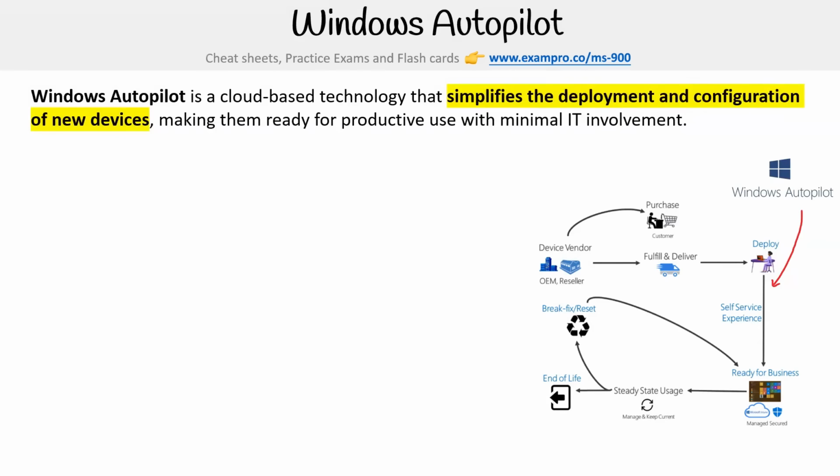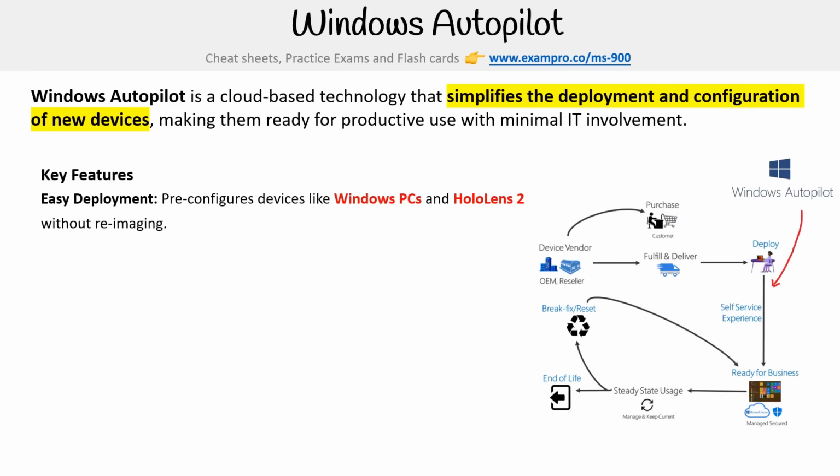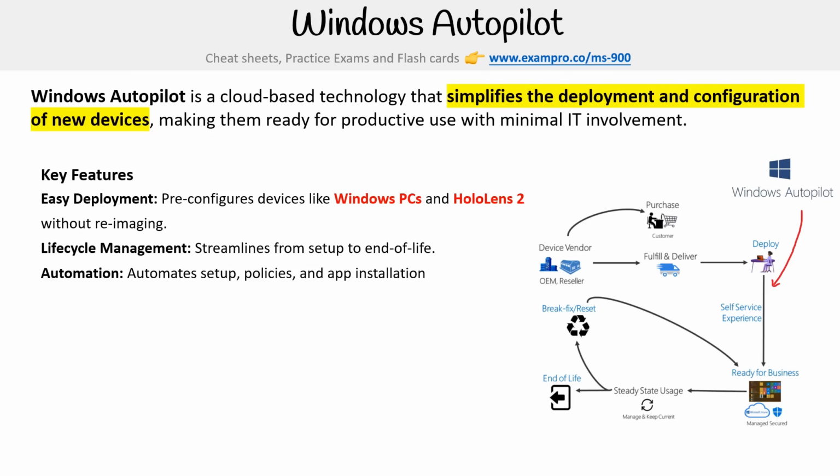The next topic we'll be covering is Windows Autopilot. Windows Autopilot is a cloud-based technology that simplifies the deployment and configuration of new devices, making them ready for productive use with minimal IT involvement. Some of the key features: easy deployment, pre-configures devices like Windows PCs and HoloLens 2 without re-imaging. Lifecycle management, streamlines from setup to end of life. Automation, automates setup, policies, and app installation.